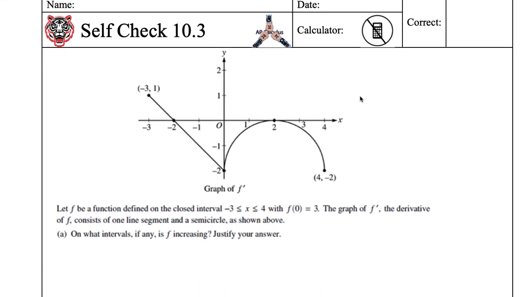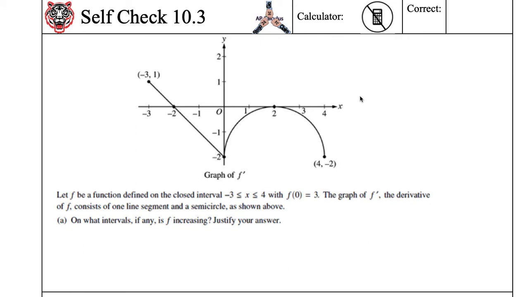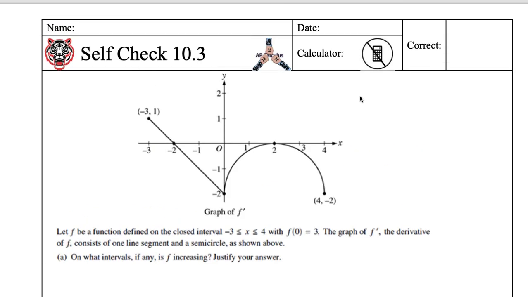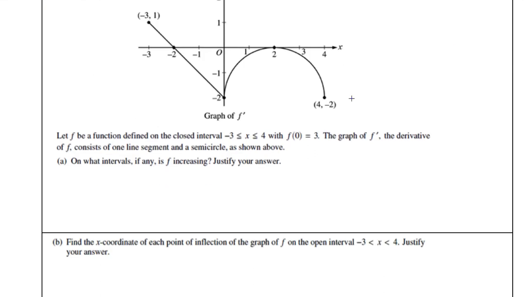All right. This is AP Calculus Self-Check 10.3. This one's going to be out of 7 points, so it's kind of that weird idea of points here. We have a cool graph, and we've seen this graph before in the homework, I believe. This is a graph of f prime.